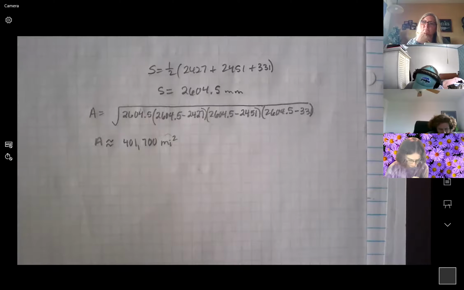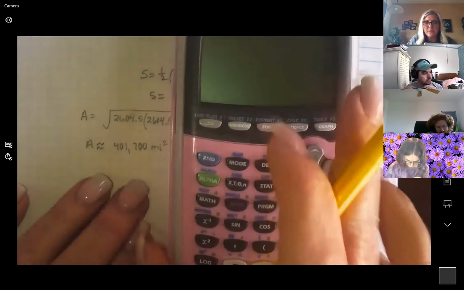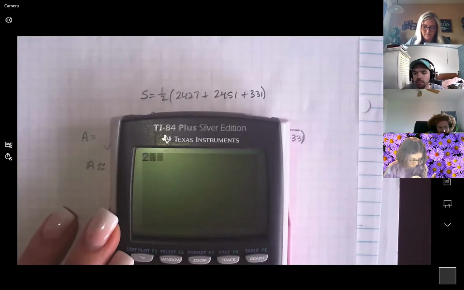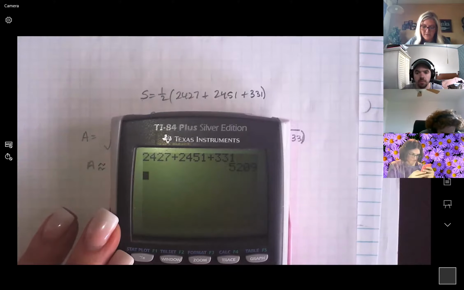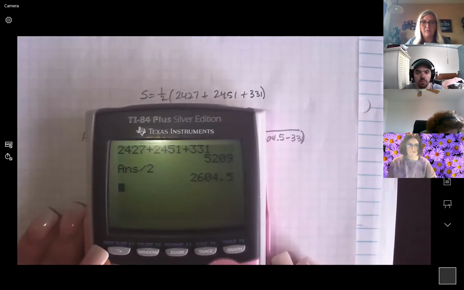I still got 189.89. Okay, so let me do it with you here. So we have 2427, and then we're going to add 2451 and add 331, and then divide it by 2 or times it by 1/2. It's the same thing. I know what I was doing. Okay, got it? I put decimals in.